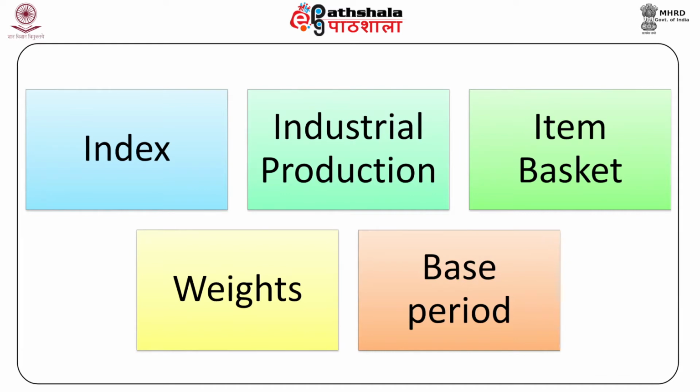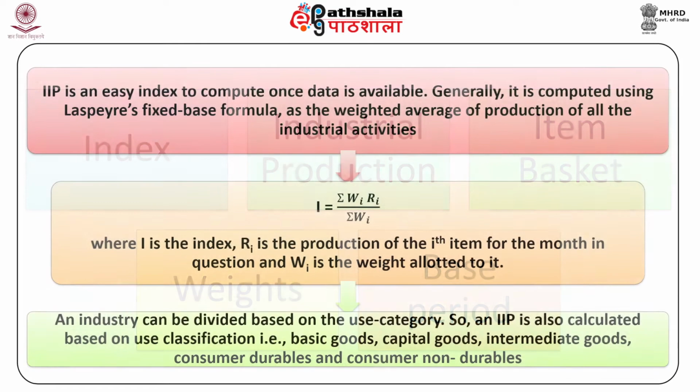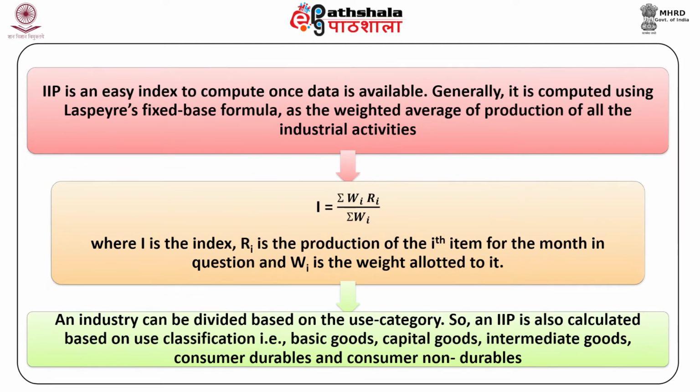Selection of the base period is done considering normality, availability of all relevant data, proximity to the comparison period, and the synchronization with other macroeconomic indicators. IIP is an easy index to compute once this data is available. Generally, it is computed using Laspeyres' fixed base formula as the weighted average of production of all the industrial activities. That is, I = ΣWiRi / ΣWi.